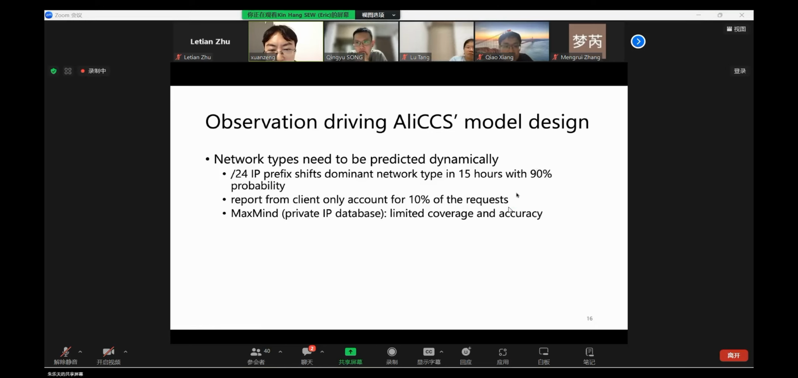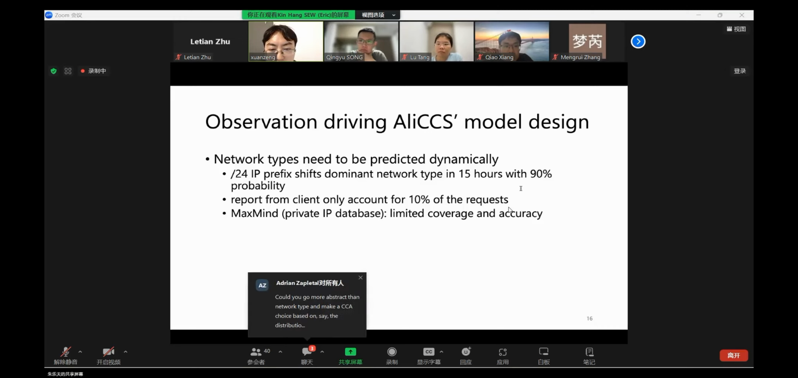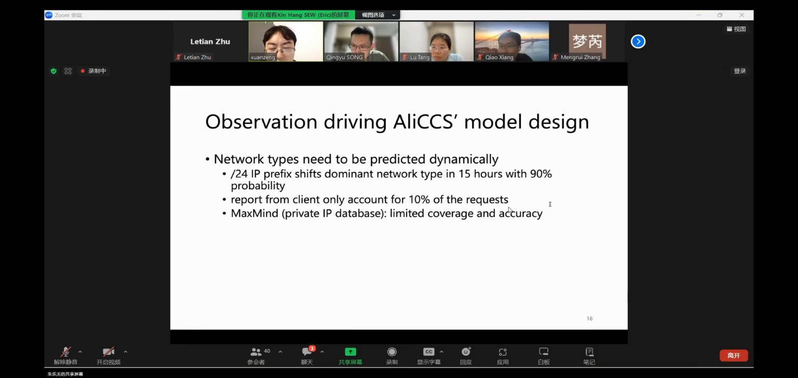So actually, we compared the predictions from our model with those from the client side. What we found is that sometimes the client will misleadingly report their network type because of, I guess, software issues like Android or iOS. Sometimes they just cannot reliably decide what their network type is. So this information is not that reliable.